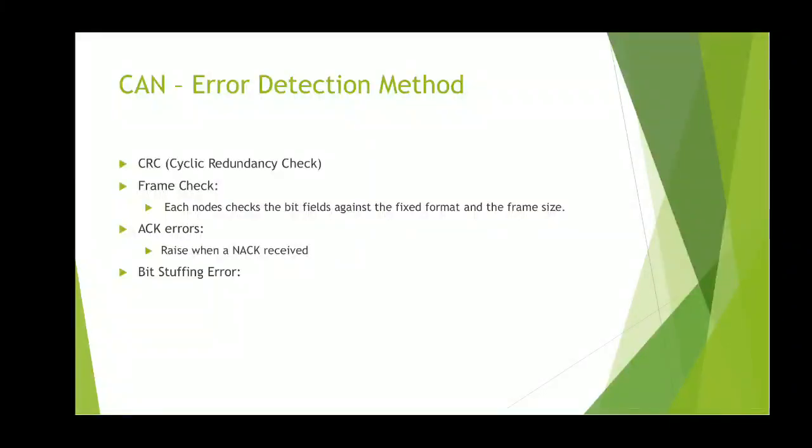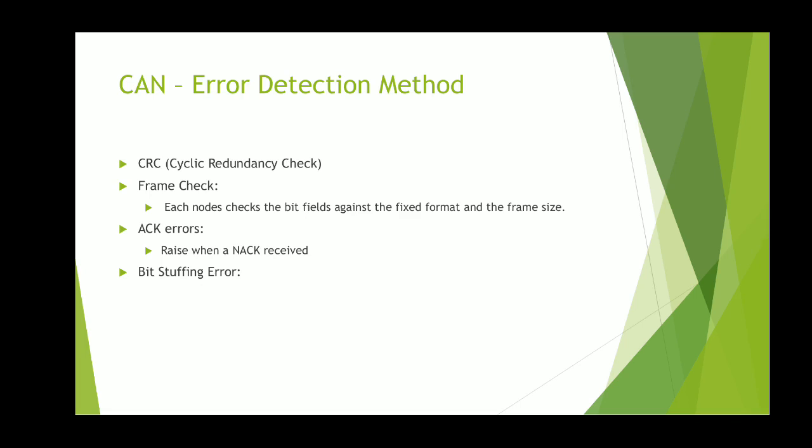CAN is a very reliable communication standard. Reliable here means it can achieve zero error communication, and this is made possible by the various error detection and correction methods used in the CAN standard.